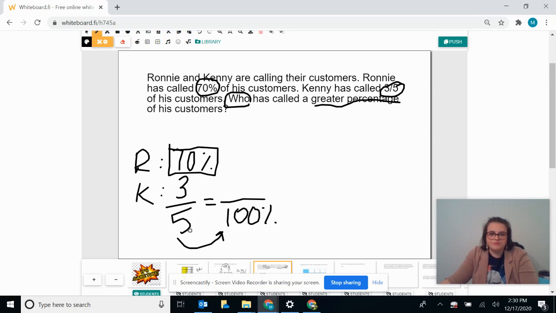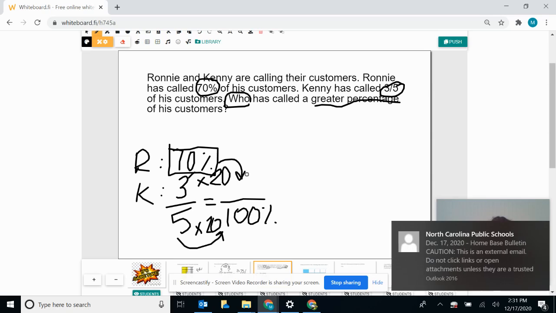All right, to go from 5 to 100, what do you do? We're going to be multiplying, and it's going to be 5 times 20. Then whatever you do to the bottom, you need to do to the top. So 3 times 20, go ahead and get your answer about 3 times 20 down. Do you have it? 3 times 20 is 60%.